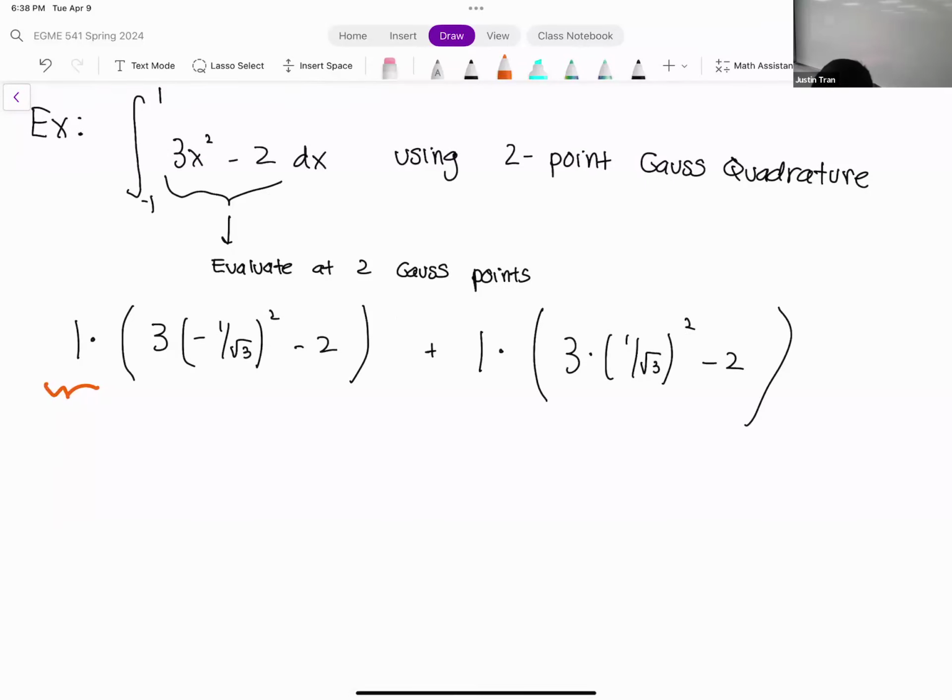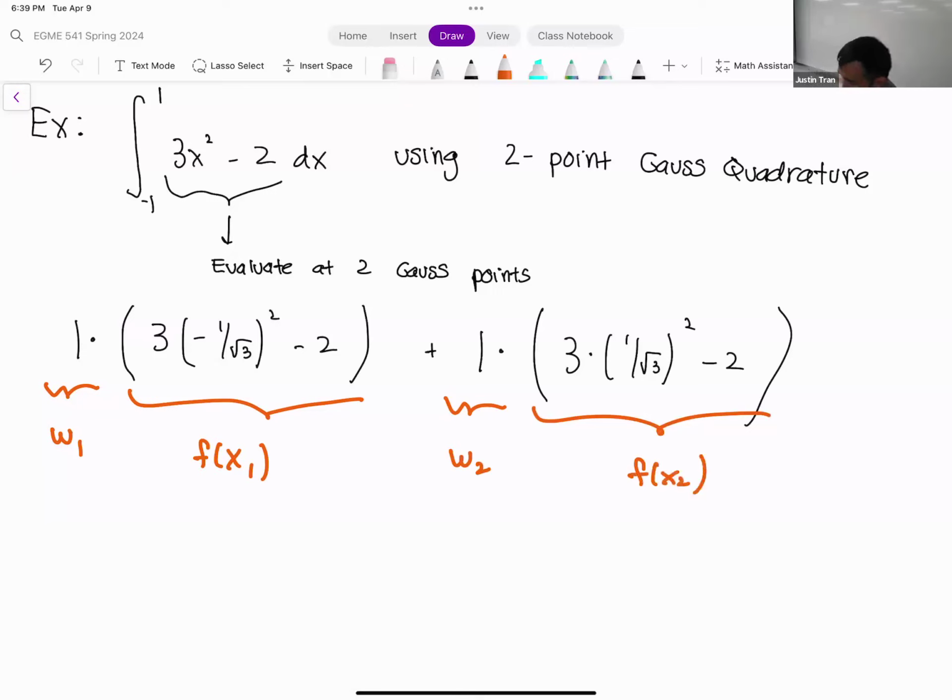So this right here is W1. This right here is F at x1. This right here is W2. And this right here is F of x2. So our weighted sum here is W1 F of x1 plus W2 F of x2. That's all we're evaluating here. We're just evaluating the weighted sum of the integrand at our 2 select points.